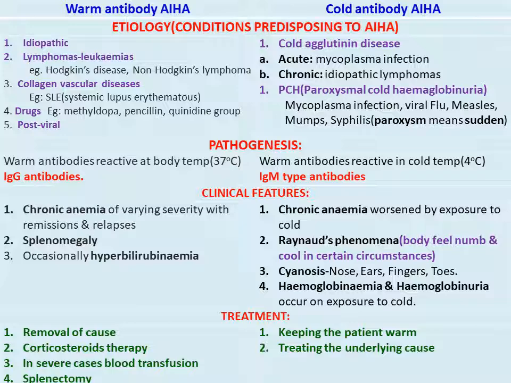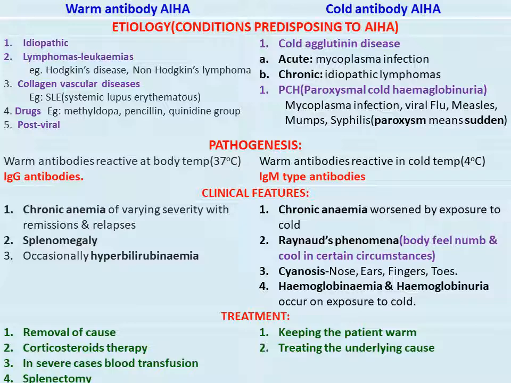Before going to clinical features, you can see the pathogenesis comparison: the reactive temperature of the antibodies is 37 for warm and 4 degrees Celsius for cold, and the antibodies are IgG and IgM respectively. In clinical features, warm antibody AIHA shows chronic anemia of varying severity with remissions and relapses.